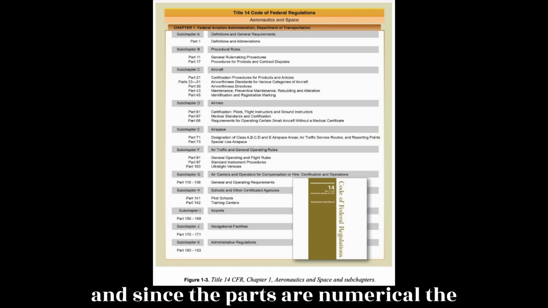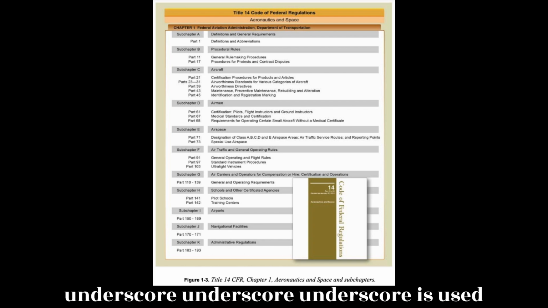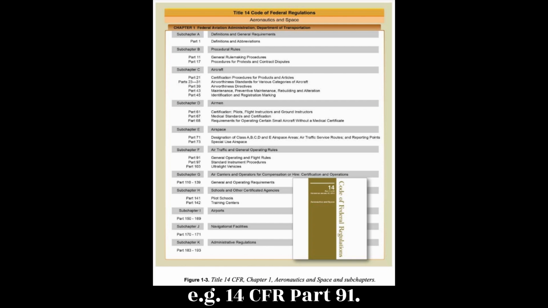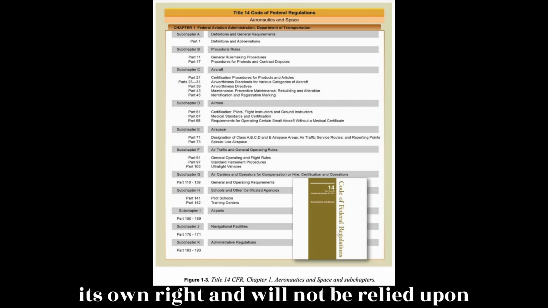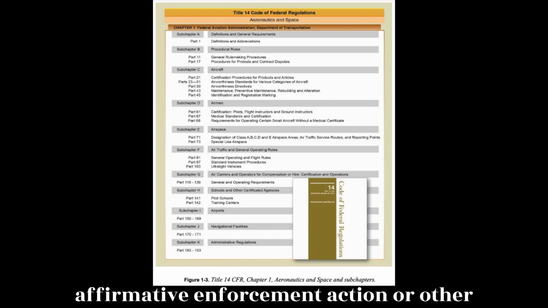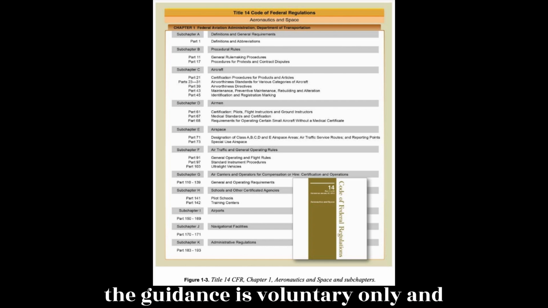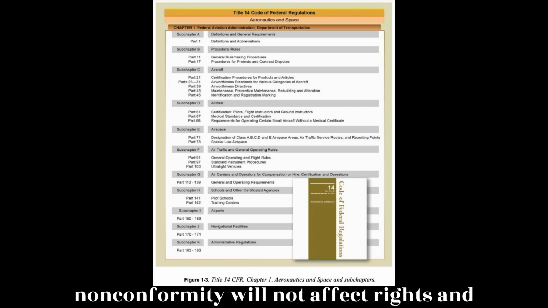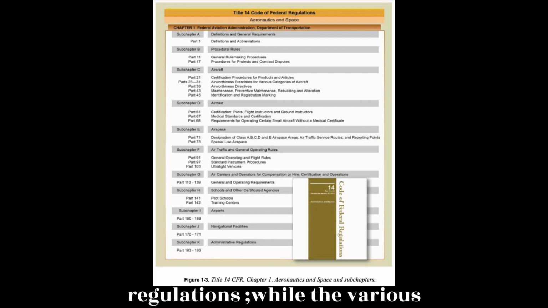For ease of reference and since the parts are numerical, the abbreviated pattern 14 CFR part ___ is used, e.g., 14 CFR part 91. This guidance is not legally binding in its own right and will not be relied upon by the FAA as a separate basis for affirmative enforcement action or other administrative penalty. Conformity with the guidance is voluntary only and nonconformity will not affect rights and obligations under existing statutes and regulations.